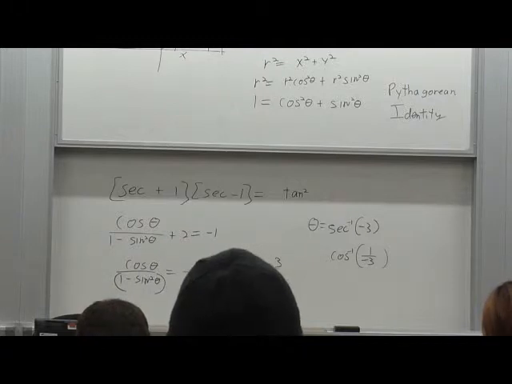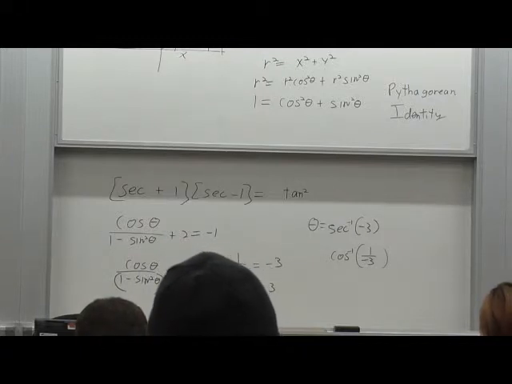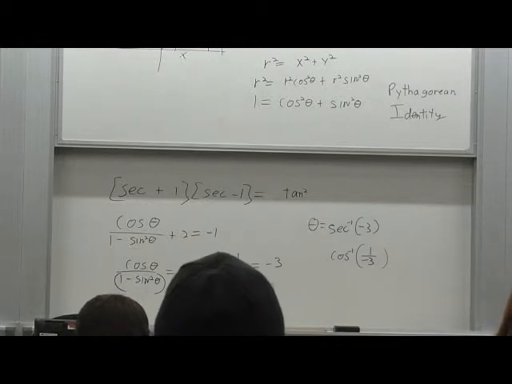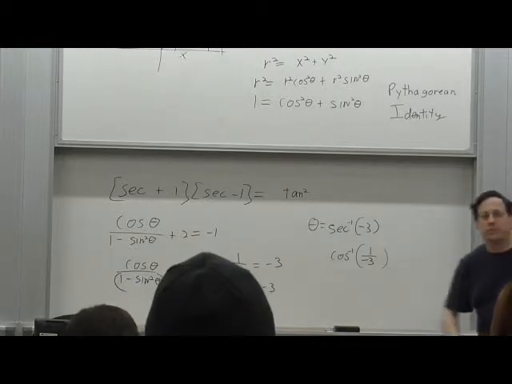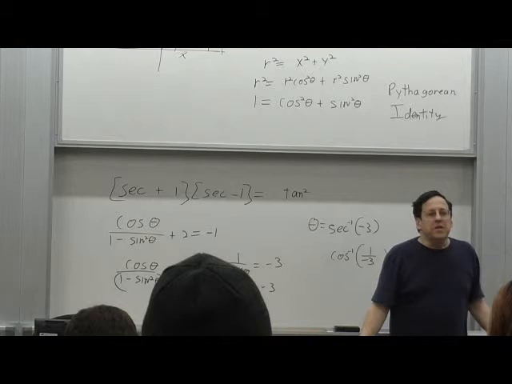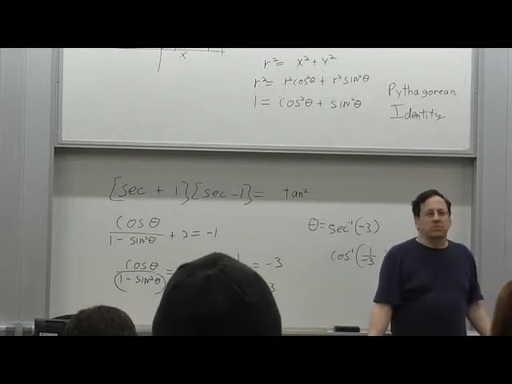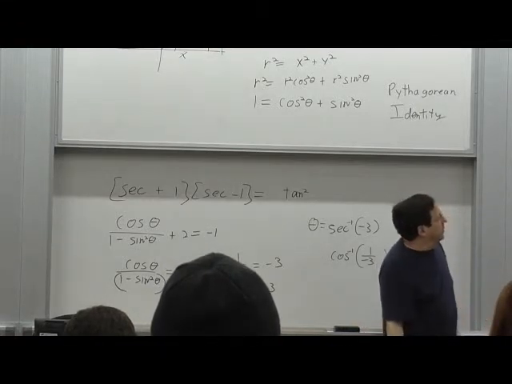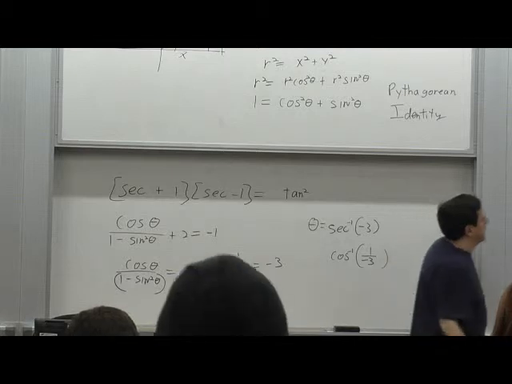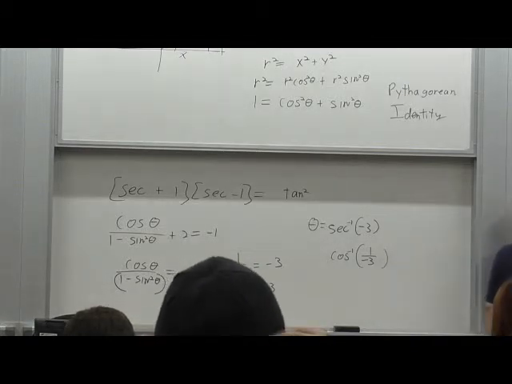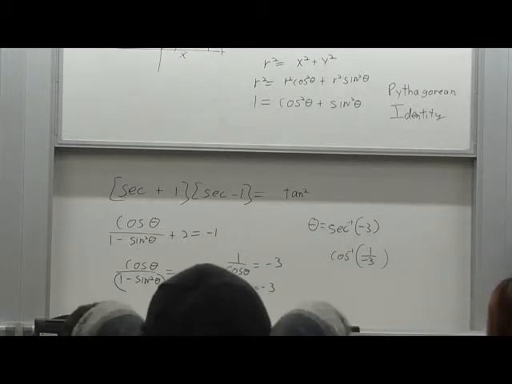Cotangent squared theta equals 0.8. Oh man, what am I going to do with this? Well, knee-jerk reaction. Change everything to sines and cosines, just to see if that helps. If it doesn't help, well, then you can always go back.